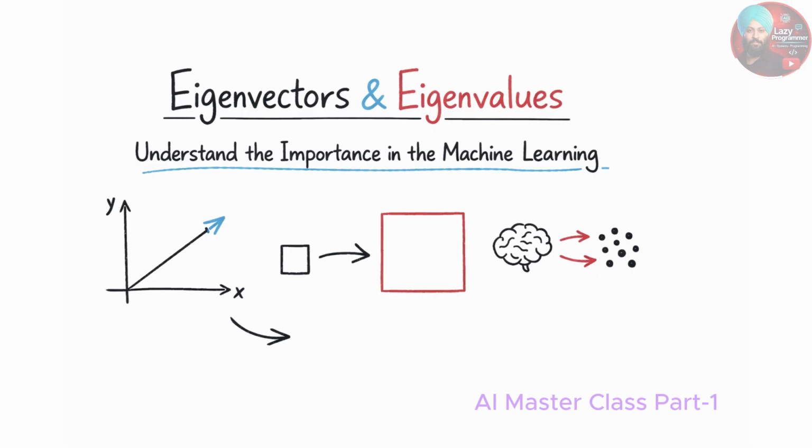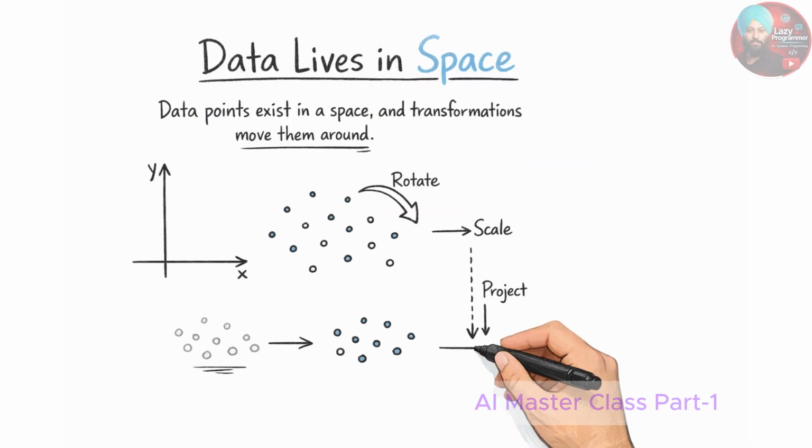We are going to learn about eigenvectors and eigenvalues. We will understand what those are and how they are important in the machine learning ecosystem. We can think of data as something that lives in a space, and when we apply a transformation to data like scaling, rotating or projecting it, most of the data points move around and maybe change their direction too.